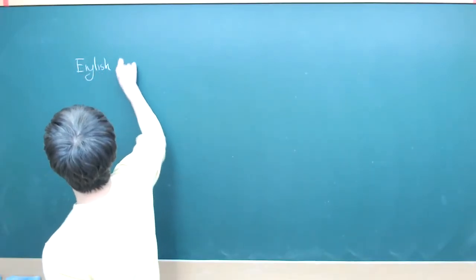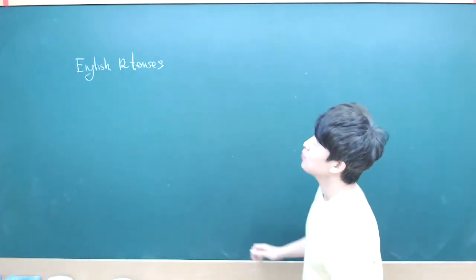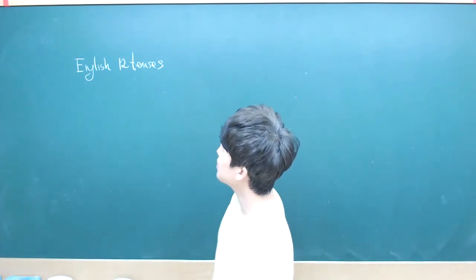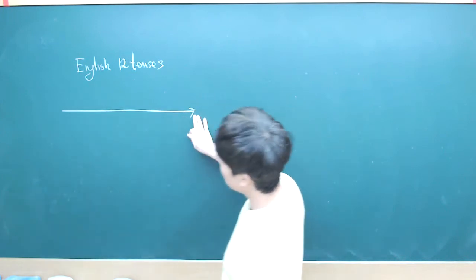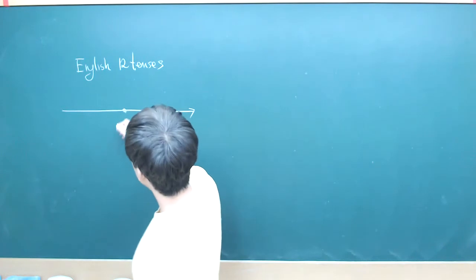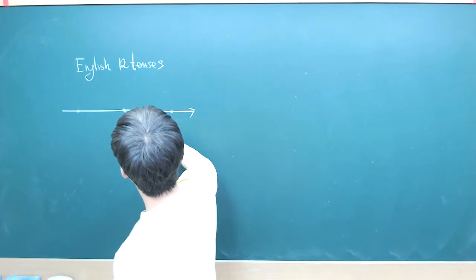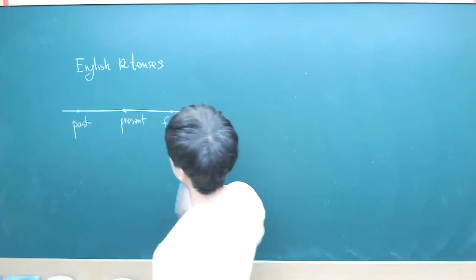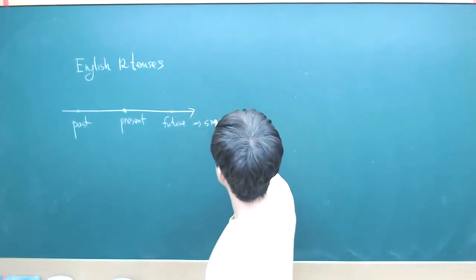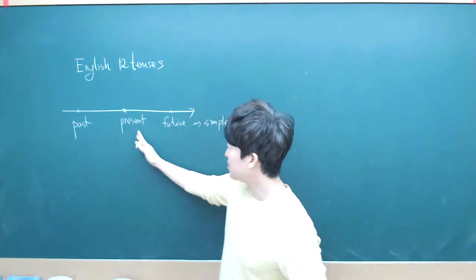Okay, we dealt with English 12 tenses. We just had a very quick guess about English 12 tenses. I bet you remember this time arrow, and there are 3 dots: present, past, and future. 3 simple tenses: simple past, simple present, simple future.